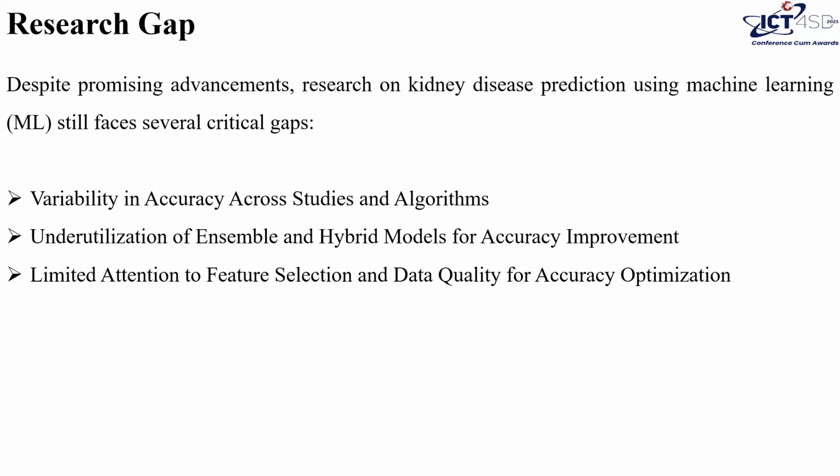This is the research gap I found. Despite promising advancement, research on kidney disease prediction using machine learning (ML) still faces several critical gaps. First, variability in accuracy across studies and algorithms. Second, underutilization of ensemble and hybrid models for accuracy. Third, limited attention to feature selection and data quality for accuracy optimization.